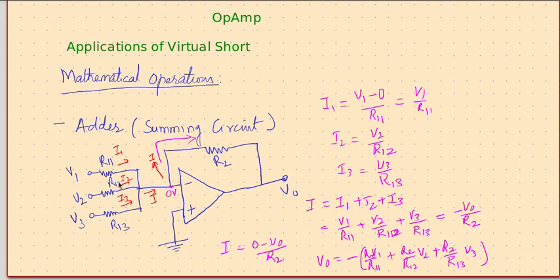Or you can make different ratios, so all these three can have the same value R1, then R2 by R1 will be the ratio for each of them. Or individually you can have a separate scaling factor, some scaling for V1, some scaling for V2, some scaling for V3, and then add them to form Vo. So many options are open.